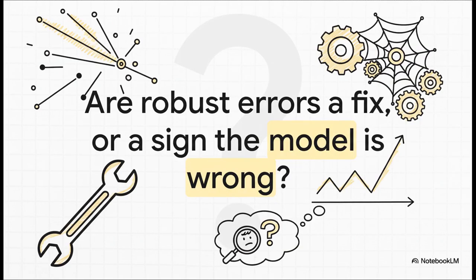And that leaves us with a really big takeaway here. Robust errors are an amazing tool. They fix the math so we can trust our tests. But the presence of heteroscedasticity itself might be a symptom, a warning sign that something more fundamental is wrong with your model. Maybe you're missing a key variable, or maybe you've assumed a straight line relationship when it's really a curve. So the crucial lesson is this: before you just patch the problem, always ask why it's happening in the first place.